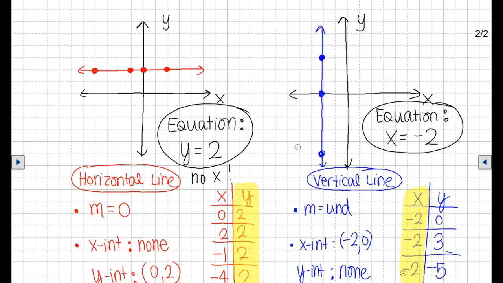So horizontal and vertical lines are only going to have one letter in them. And that one letter tells you which axis they cross and where. So a horizontal line is only going to have a y. And it's going to tell you where that horizontal line is going to cross the y-axis. A vertical line is only going to have an x. And the number is going to tell you where it crosses the x-axis.